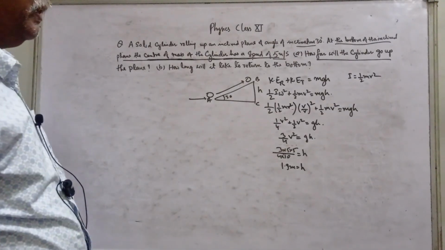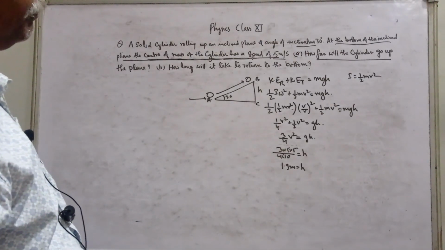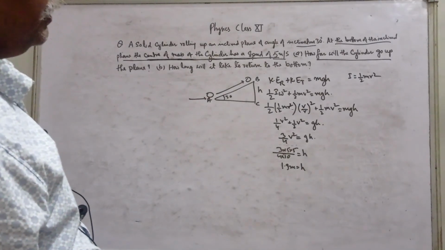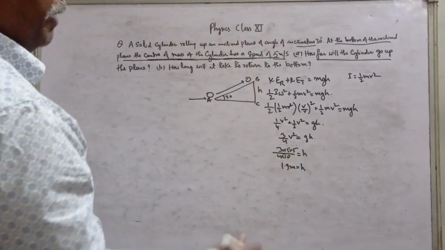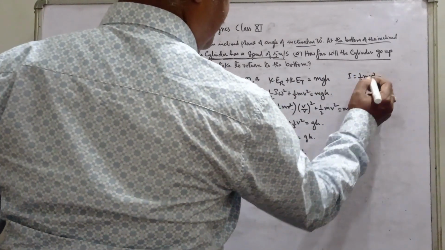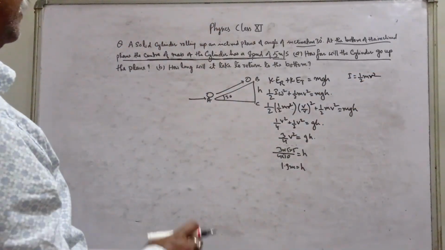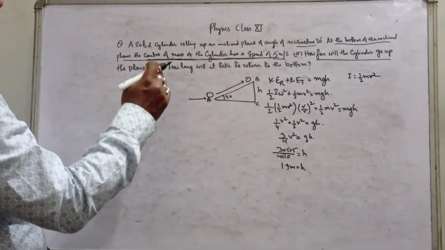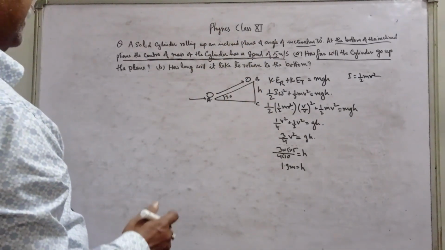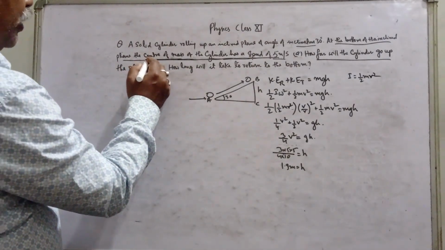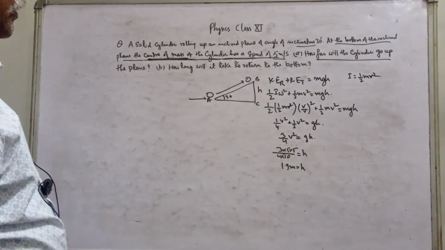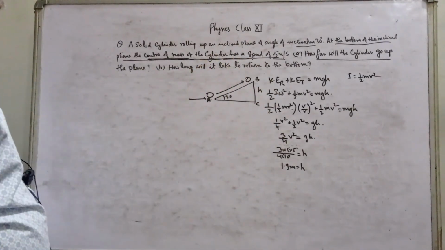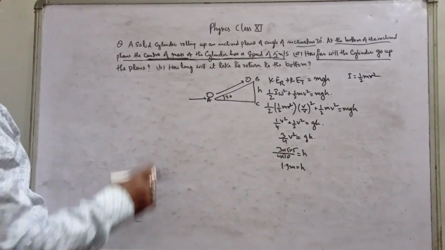You know that the moment of inertia of a solid cylinder is half m r square. All this you know about it, so it is a simple problem. But when it is returning down, here we are considering the motion of the center of mass. We are considering the center of mass when it returns to the bottom.